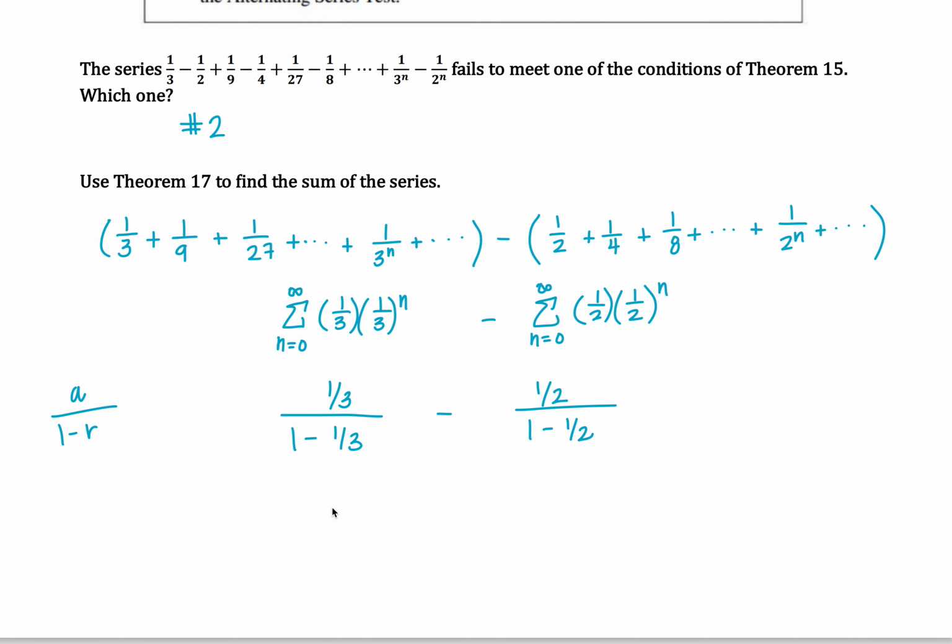So 1/3 over 1 minus 1/3, that's 1/3 divided by 2/3. And 1/3 divided by 2/3 is just 1/2. Here I've got 1/2 divided by 1/2. Well, 1/2 divided by itself is 1. So we have a sum of 1/2 minus 1, so the sum is negative 1/2. That's where that rearrangement theorem can come in handy.